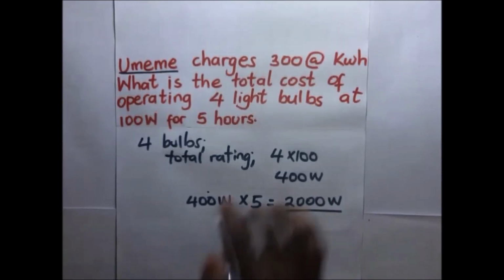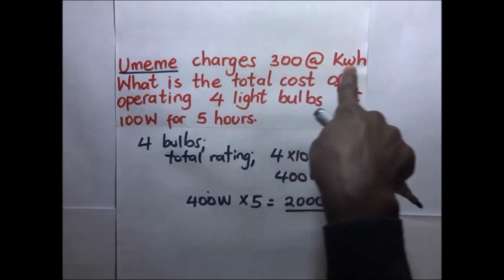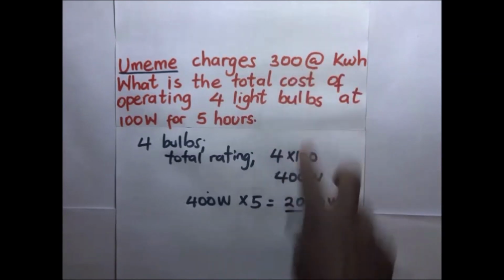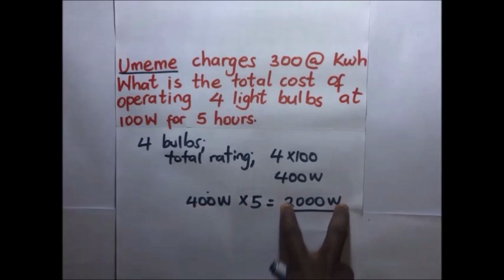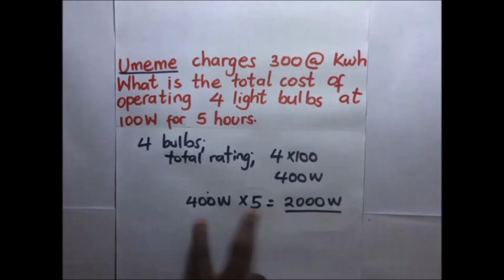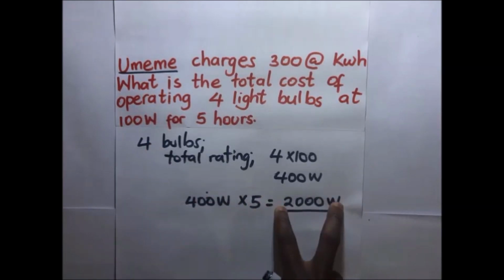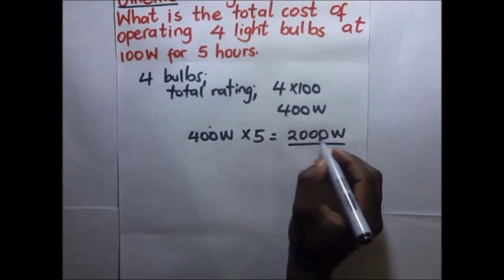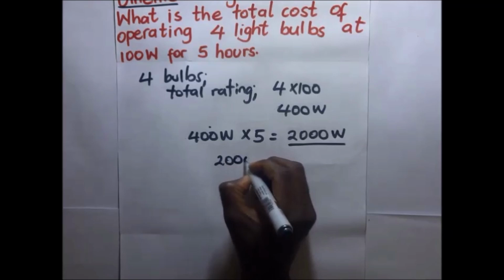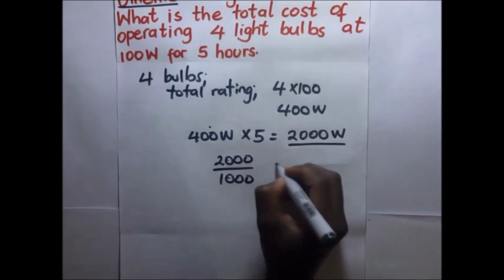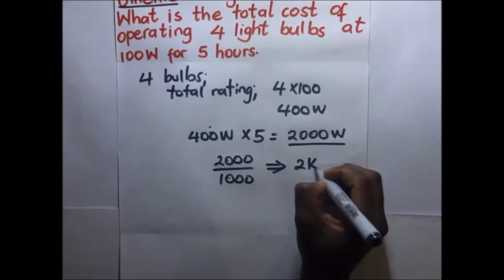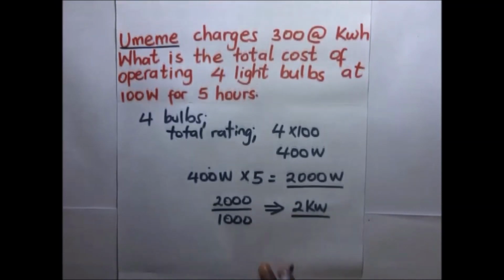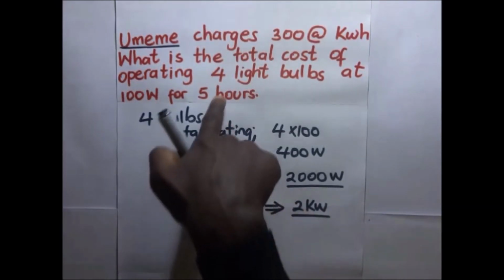But now this is 300 per kilowatt hour. So you're supposed to convert this to kilowatt hours, because this is how much is consumed in 5 hours by these 4 bulbs. Converting watts to kilowatts, you simply divide by 1000. When you divide 2000 by 1000, you end up with 2 kilowatts. So these bulbs are going to consume 2 kilowatt hours in 5 hours.